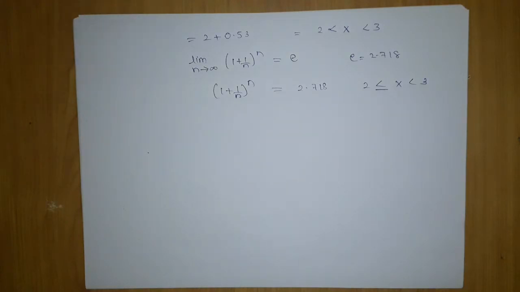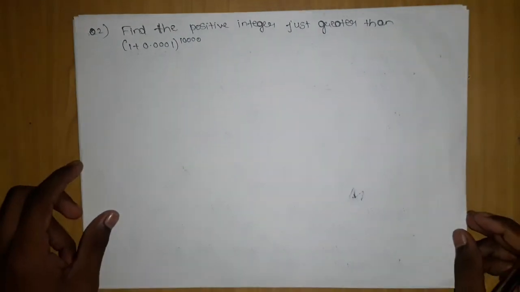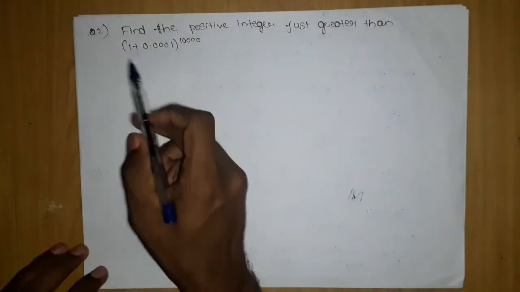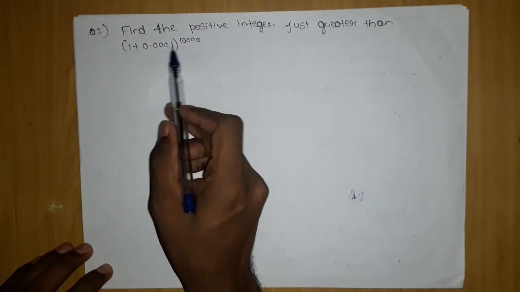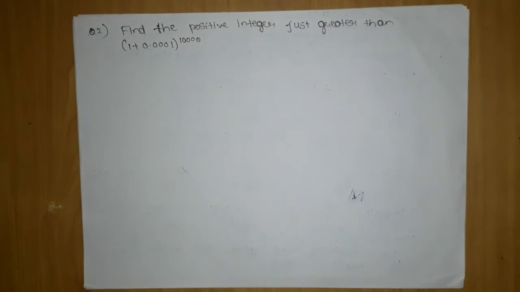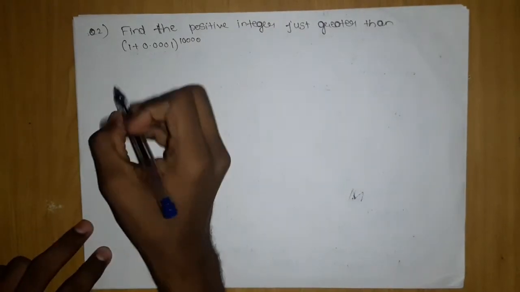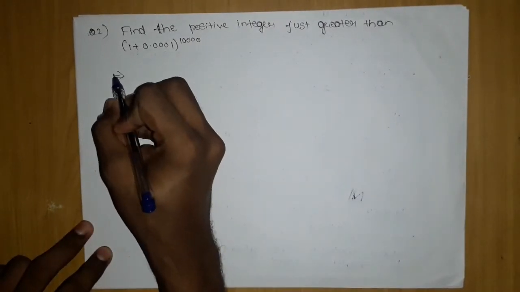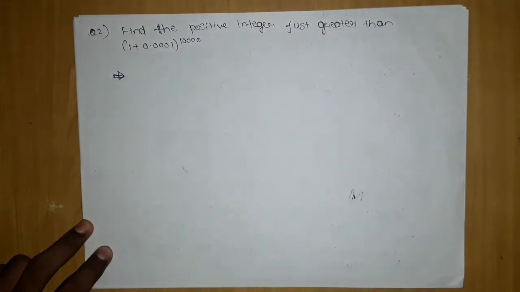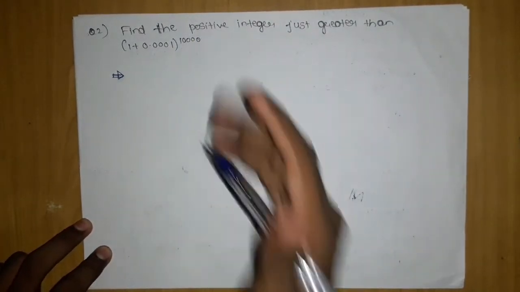The question is as follows: find the positive integer just greater than 1 plus 0.0001, the whole to the power 10000. So we know the format. It was the positive integer just greater than this. You cannot go on expanding this; it doesn't make any logic.